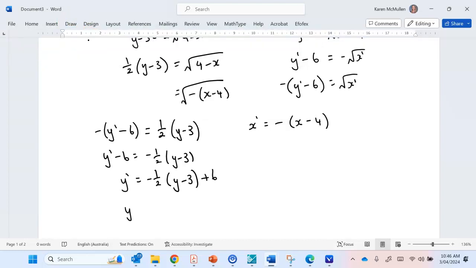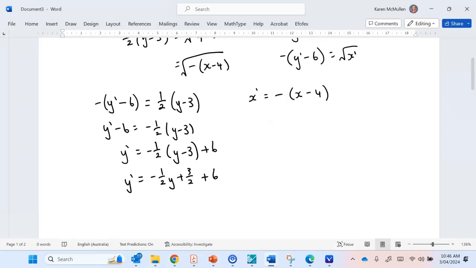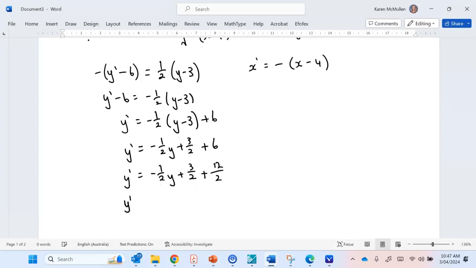All right, so if we're getting rid of our brackets, we can do DRT. And I've got fractions there, so I do need to add the 3 onto the 6. Now, not a hard one to do, but I'm just showing you here. Just have the same denominator. So we get negative half y and then 15 over 2. All right, and I'm just going to expand the brackets here as well.